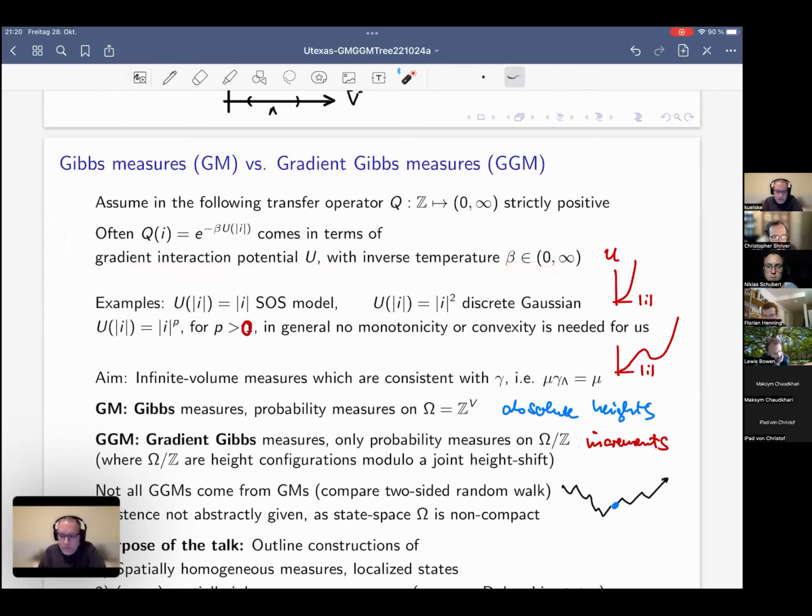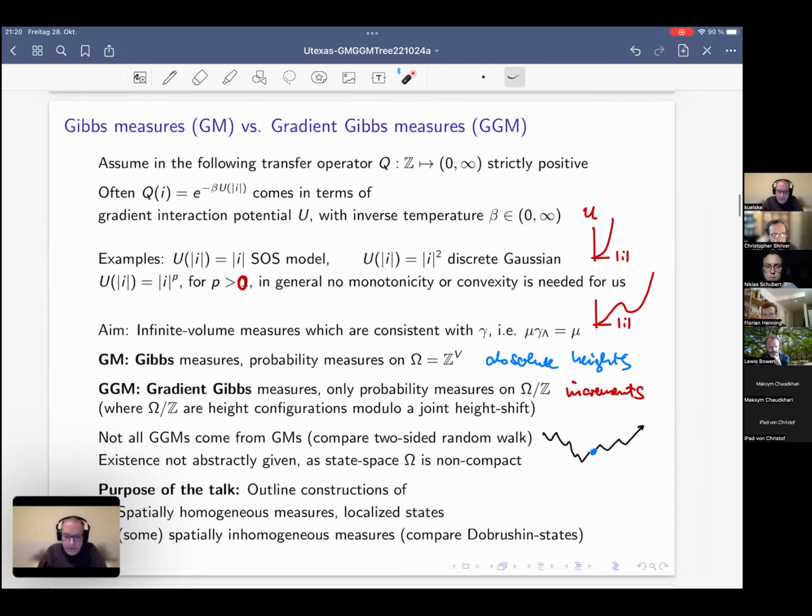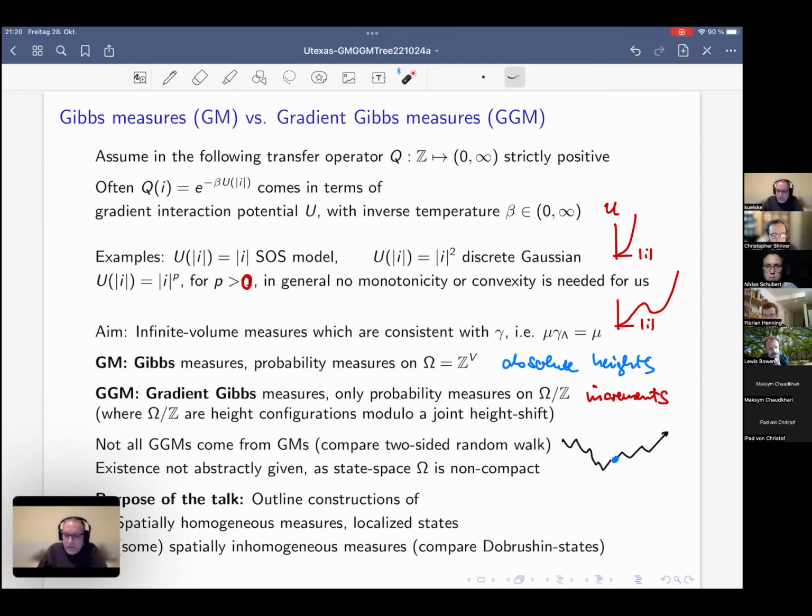And famous examples, the most straightforward example is the straight line here, where you have U of the modulus of I, and this is called the SOS model. It's much studied, also on the lattice and other graphs. You can have a square, it's called discrete Gaussian, but you can take a general power. It doesn't need to be bigger than 1. Then, of course, it's not convex, but concave, but we don't care. So in our theory, actually, we don't even need monotonicity. So what comes later, it could look like this.